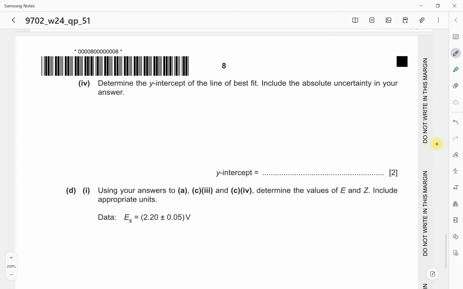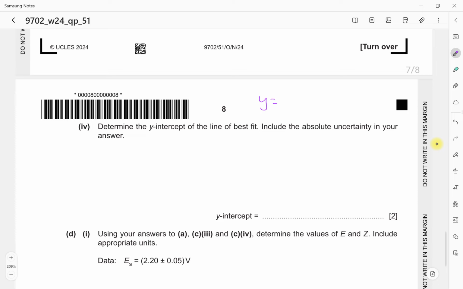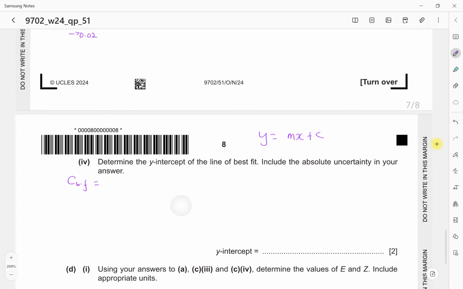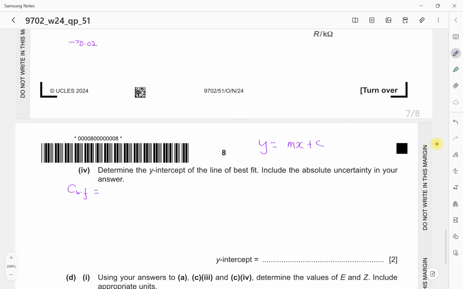Determine the y-intercept of the line of best fit. Include the absolute uncertainty. So we just use the equation for best fit. Because they want the uncertainty, I'll get the value for the best fit, the value for the worst fit, and subtract them. We know that y is equal to mx plus c. So I'll use the same first pair of values that I used for the gradient.